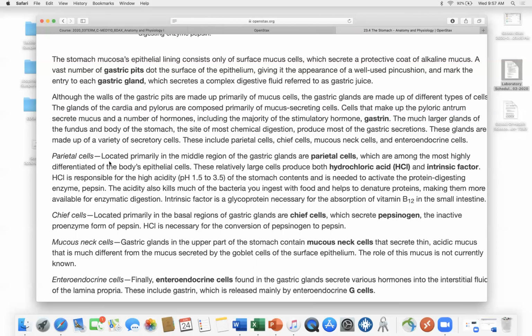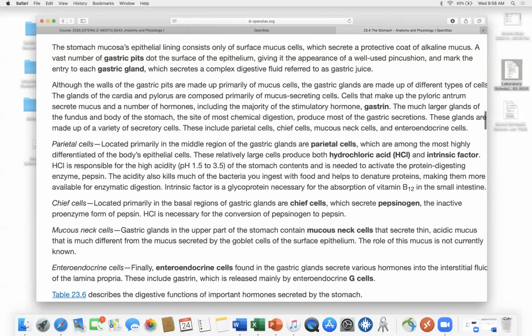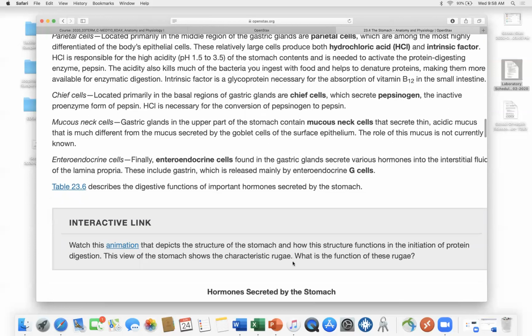Okay? So parietal cells make hydrochloric acid. Very, very acidic, pH 1.5 to 3.5. Chief cells make pepsinogen, and in the hydrochloric acid, a very low pH environment, they make pepsin that will break down proteins. And of course, mucous neck cells protect the walls and lining of your stomach.